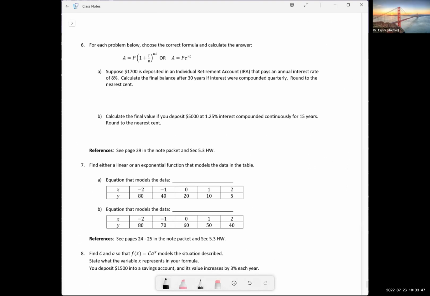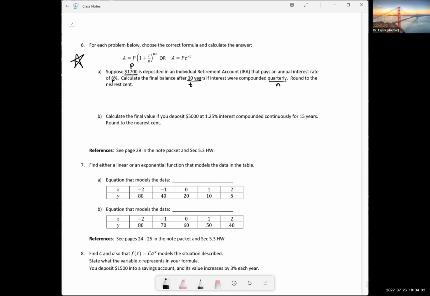Okay, so number 6, for each problem below, choose the correct formula and calculate the answer. I personally like these, and because I'm telling you that I like them, I would star them on your paper. Okay? Because everything that you need is already given to you, and it's not really any guesswork that you have to do. So suppose $1,700 is deposited into an IRA. That is the P, that's the principal amount. It pays an annual interest of 8%, that's my R. Calculate the final balance after 30 years, that's my T. Interest compounded quarterly, that's my N.